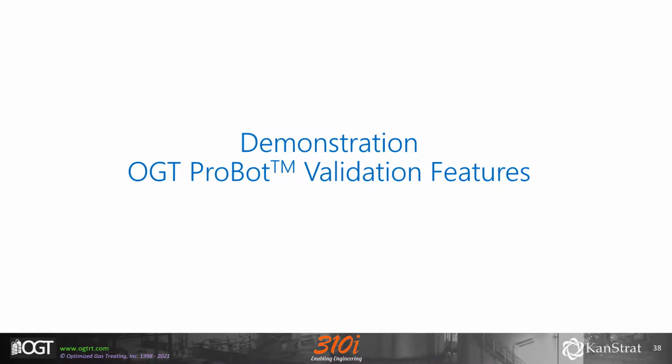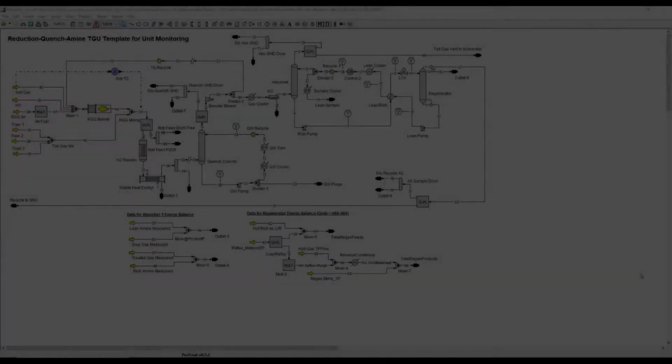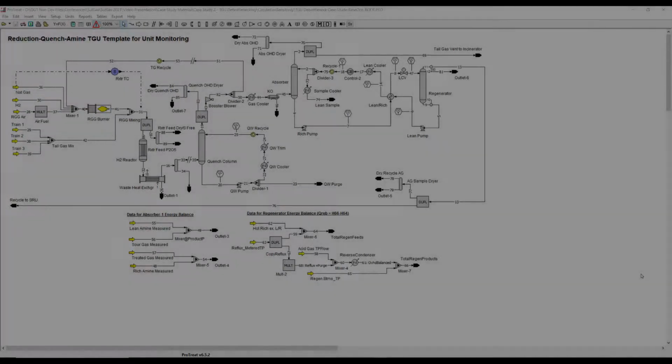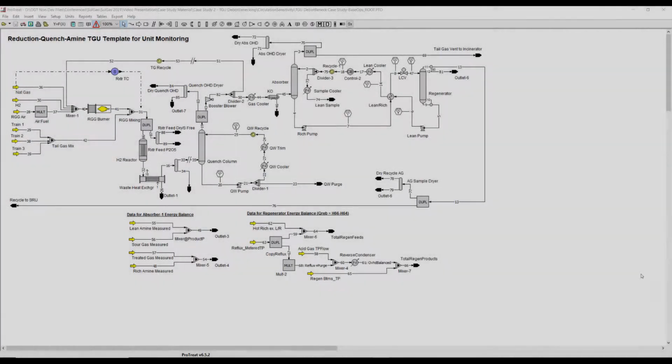So now we're going to show a case study looking at a TGU system debottlenecking project to highlight how this tool was used to find the problem and propose a solution. Case study 2 was generated from a recent troubleshooting effort that OGT conducted for a plant that was full on sulfur capacity. The hydraulic back pressure of the respective Claus TGU system was being reached. The TGU regenerator steam flow rate was maxed out.